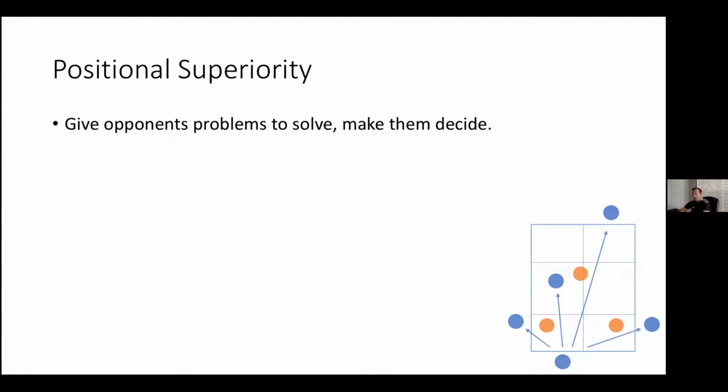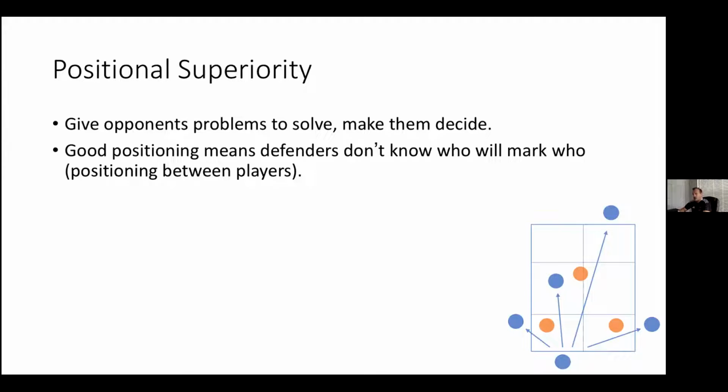So again, you're giving opponents problems to solve. They have to make a decision, and then you just play the open decision, right? So you're going to put yourself in a situation where you have more options. Your players are positioned properly. The opponent's going to react by covering someone. Who's the open player now? Your players have to be able to read and find the open player, okay?